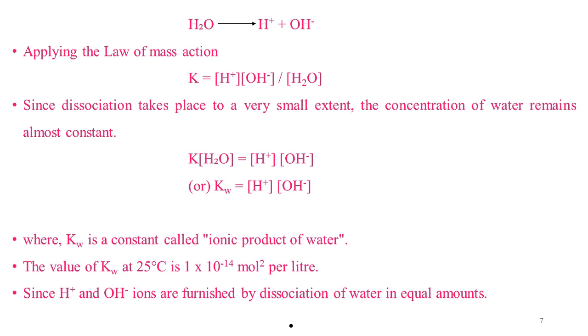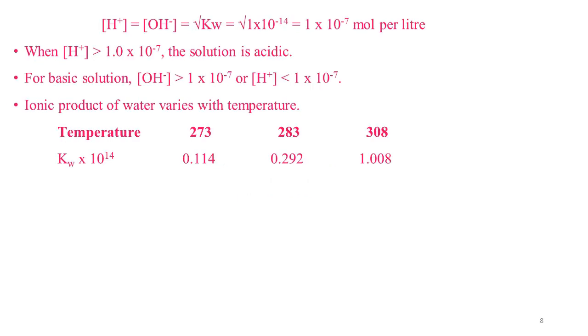Since H+ and OH- ions are furnished by dissociation of water in equal amounts, the concentration of H+ is equal to the concentration of OH-, which is equal to root of Kw, equal to root of 1 into 10 power minus 14, which is 1 into 10 power minus 7 mole per liter.